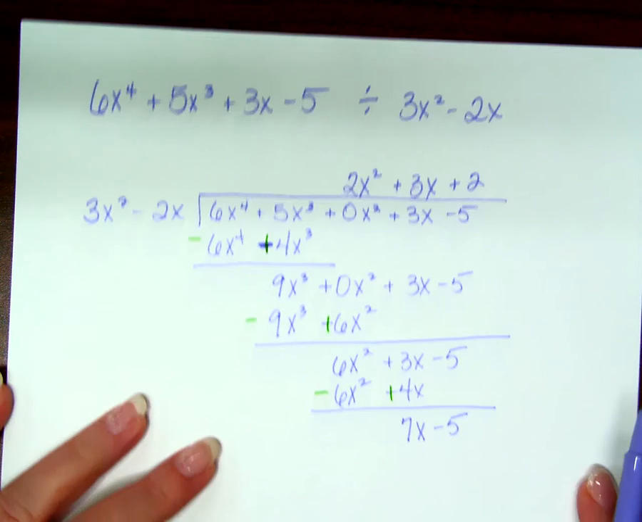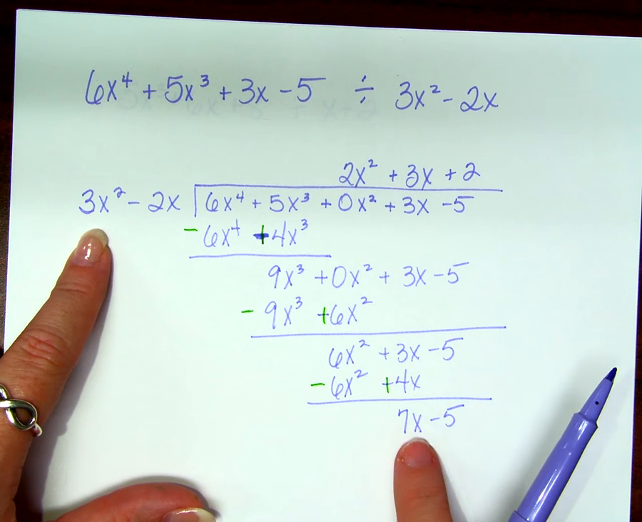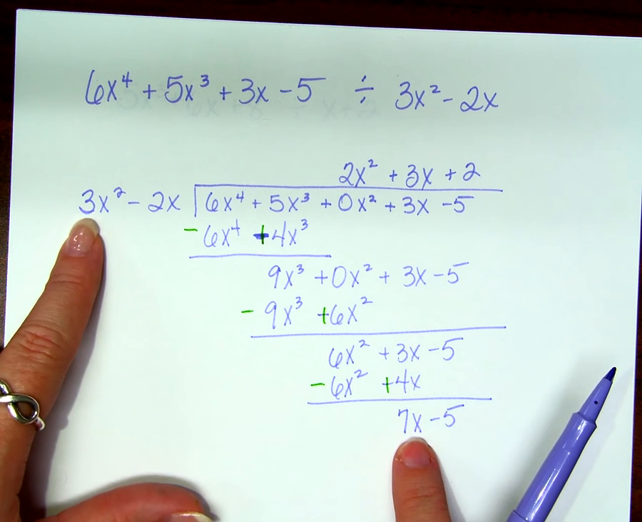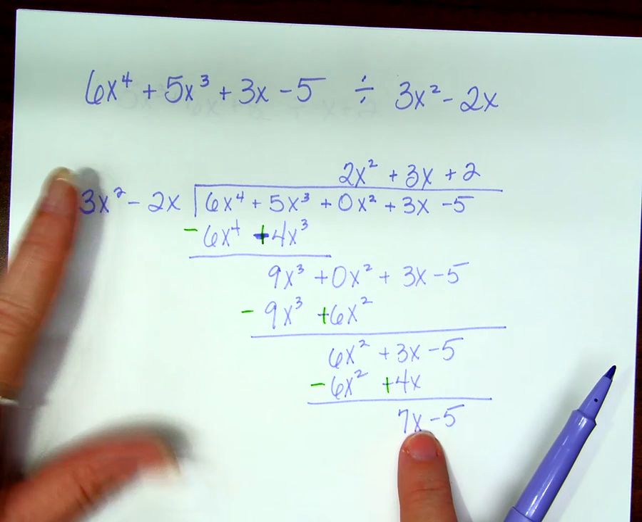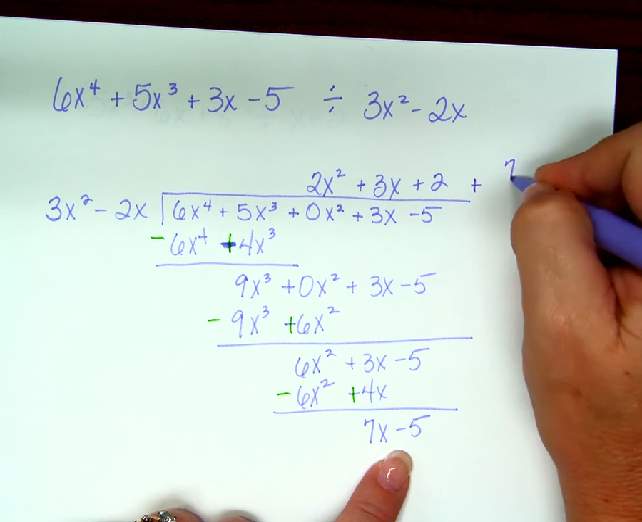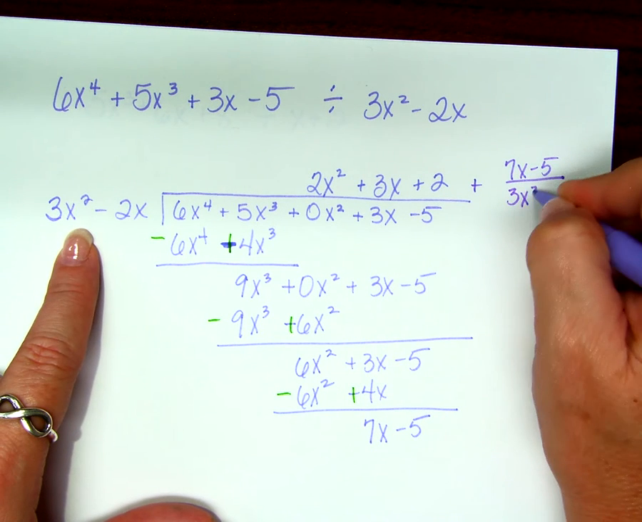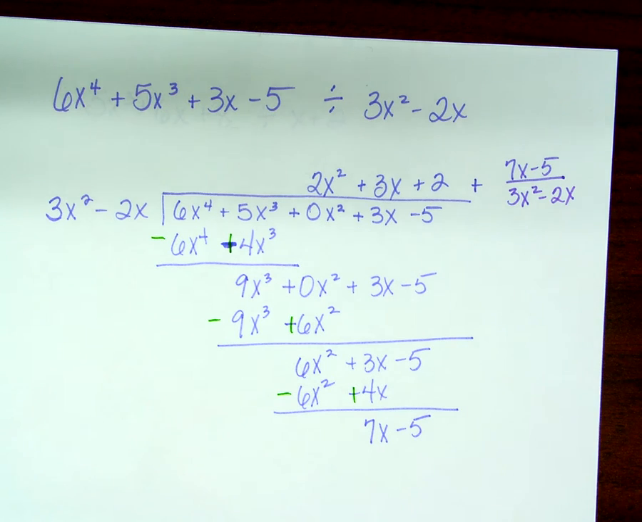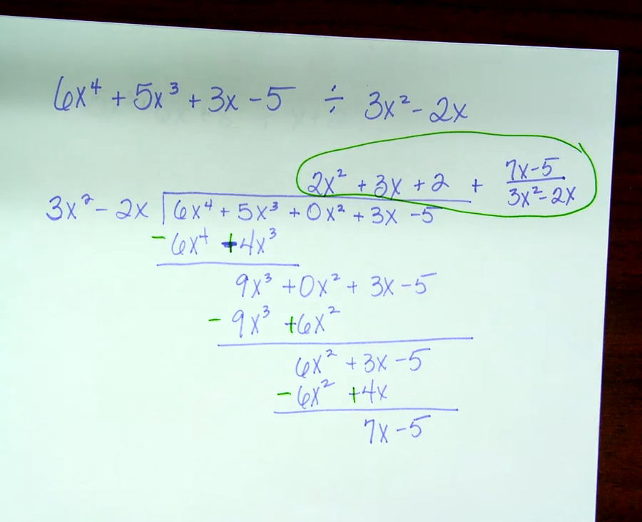Okay, now what? Can I divide this by this? No, I can't. This exponent is lower than what I'm dividing by, so I'm done. So this is my remainder divided by what I was originally dividing by. Okay? So this right here is my solution.